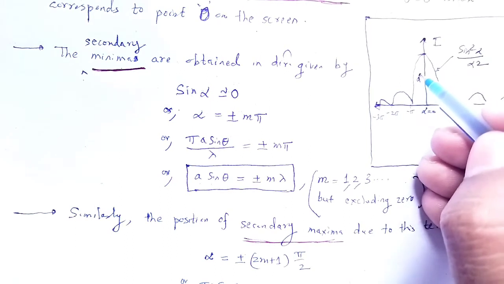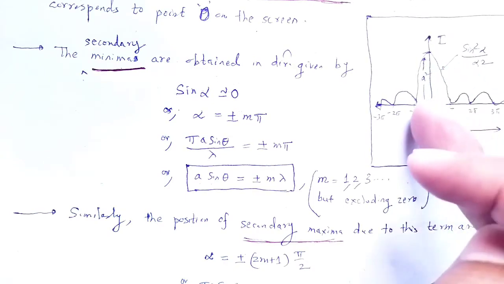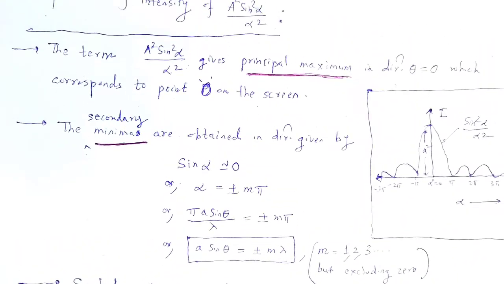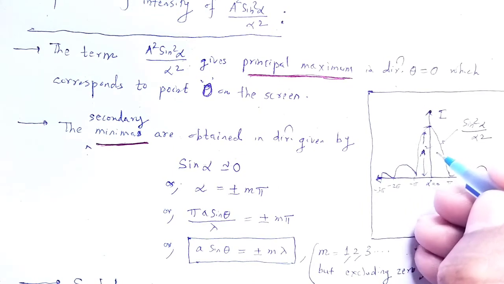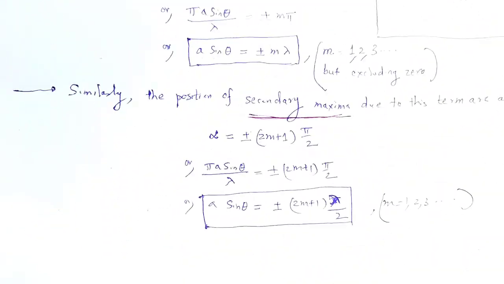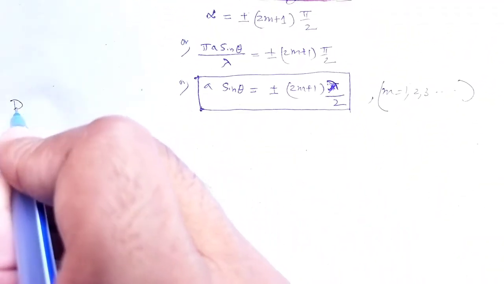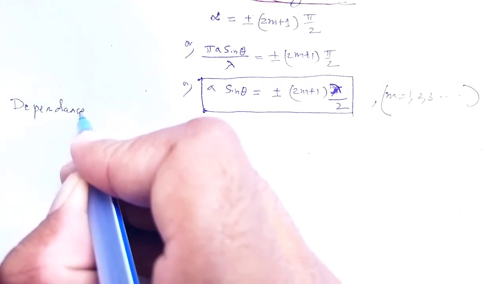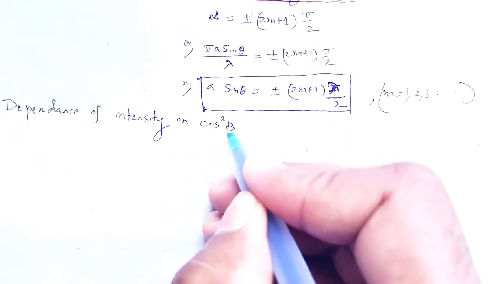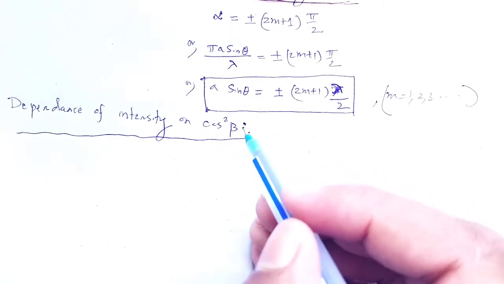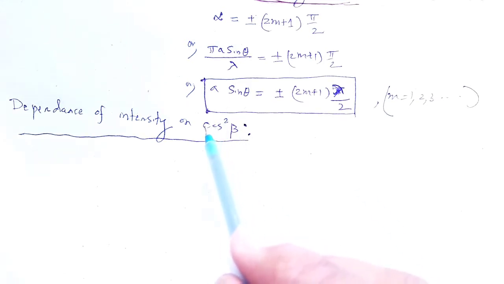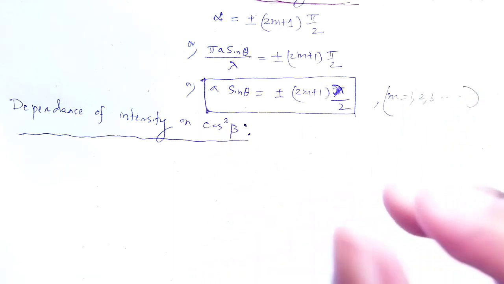Now the amplitude A square. The intensity distribution is due to the term A square sin square alpha by alpha square, that is the capital A square. Next, due to the interference term cos square beta, the dependence of intensity on cos square beta. How is the cos square beta term responsible for this pattern? The interference term cos square beta gives the set of equidistant dark and bright fringes.